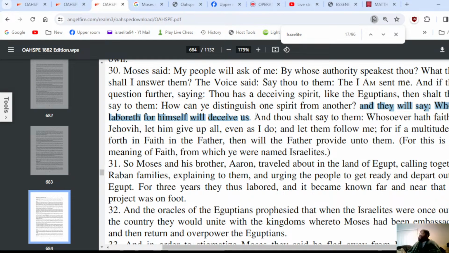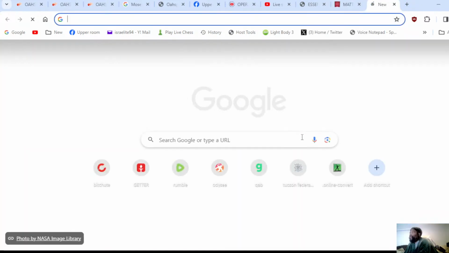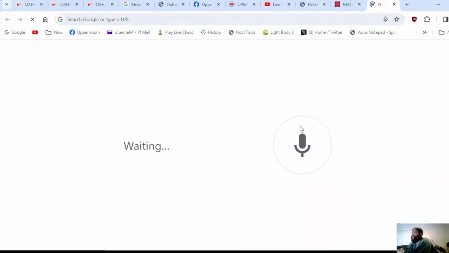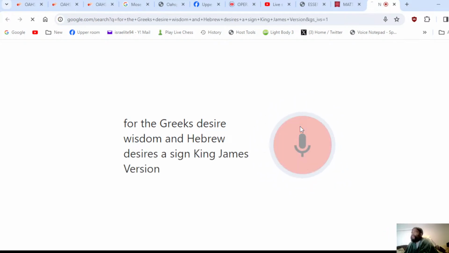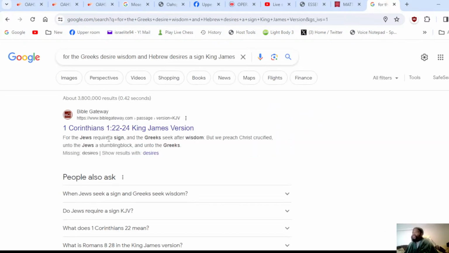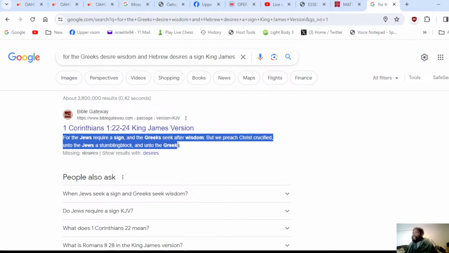See, he knows that the Oralites are going to spiritually just be able to know. That's why a lot of you brethren, you Israelites, are going to have trouble, because you desire a sign. What does that say in Hebrews? I've got to read this. For the Greeks desire wisdom and the Hebrew desires a sign, King James Version. For the Jews require a sign. Okay? 1 Corinthians.